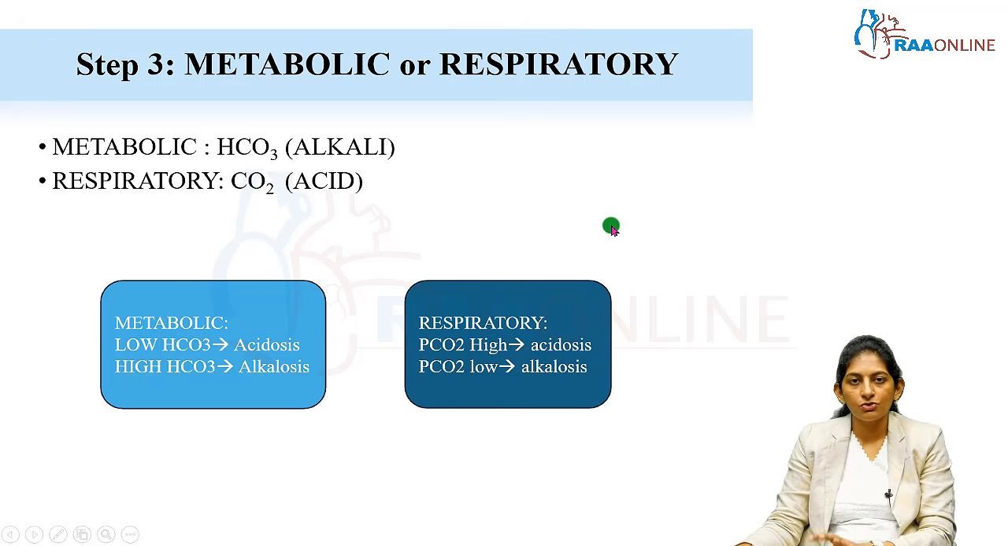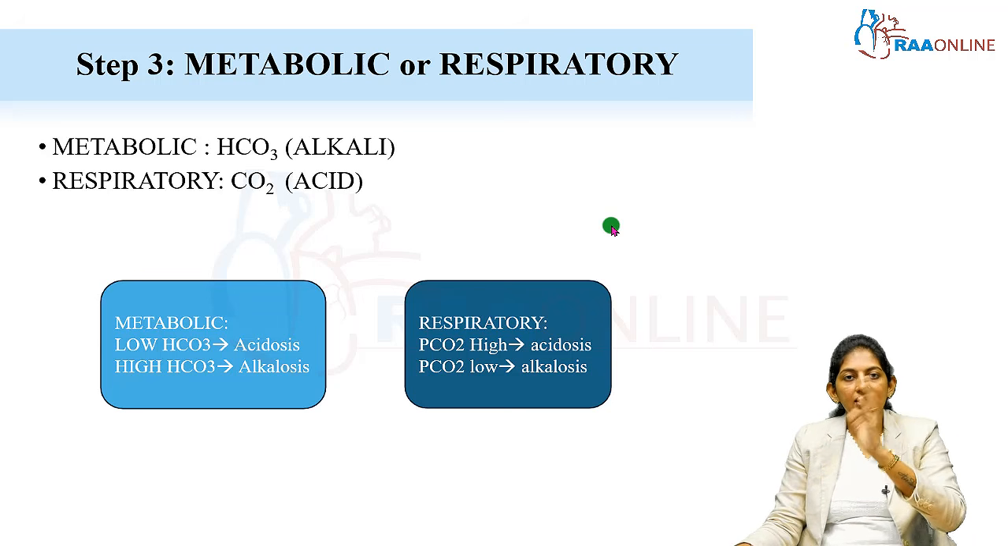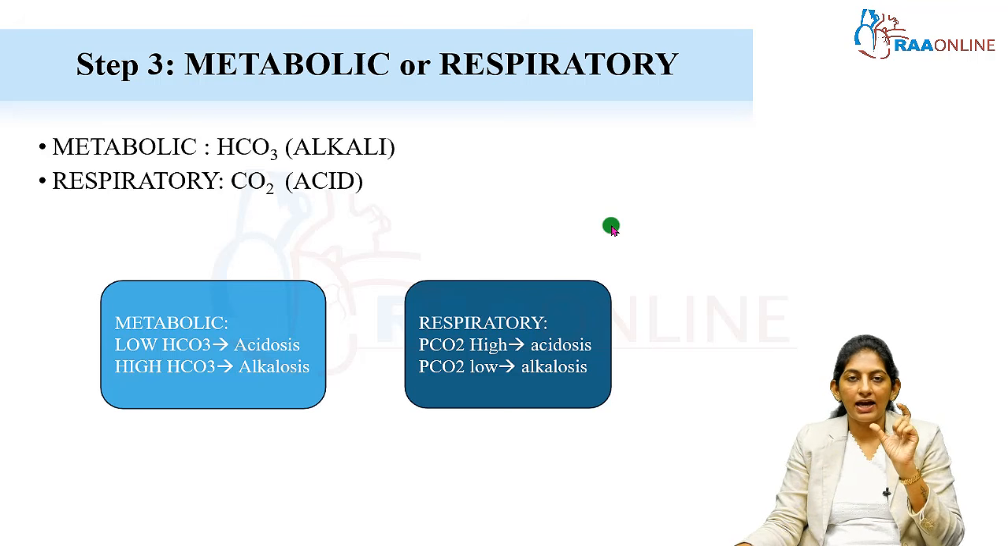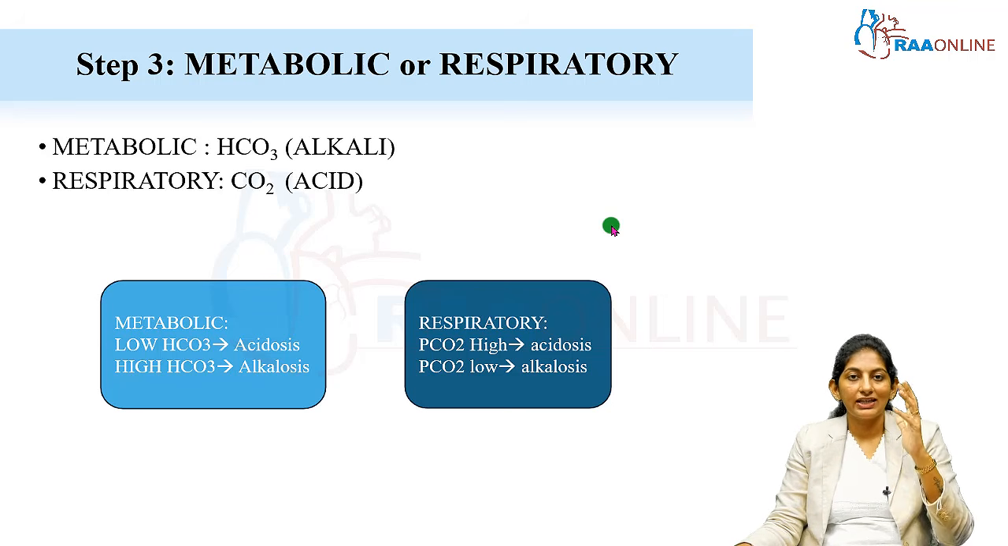Simple. So, you have taken a look at the pH. pH is 7.3. Next, you will take a look at PCO2 and bicarbonate. If PCO2 is high in acidosis, it is respiratory acidosis. If bicarbonate is low in a condition of acidosis, it is metabolic acidosis. It is just the vice versa. In case, let's assume the pH is 7.49. It is an alkalotic state. You take a look at the PCO2. If PCO2 is low, it is a respiratory alkalosis. If the bicarbonate is high, it is a metabolic alkalosis.